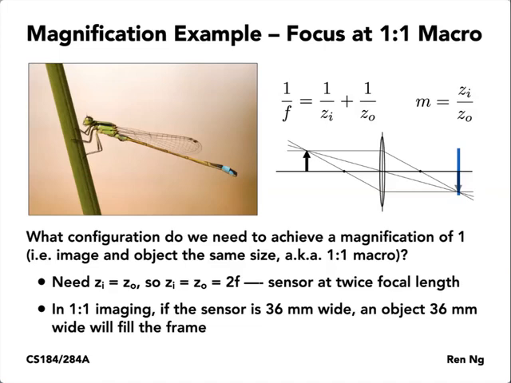And so you can look at this picture here of this damselfly, which was taken with a one-to-one macro lens, and deduce that the size of this damselfly is actually really small. It's about 30 millimeters or something across.